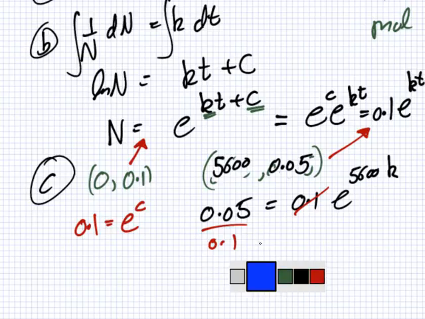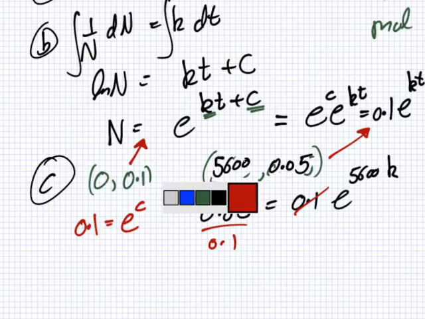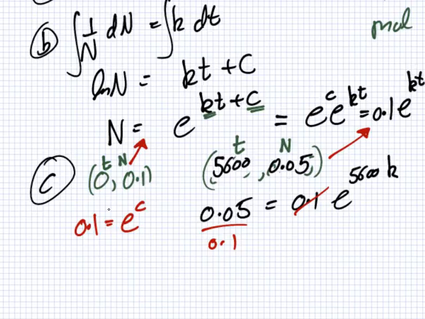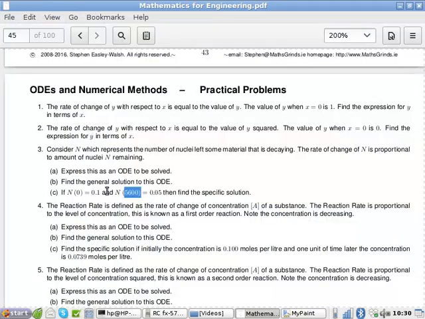Next. I made that same mistake. No, this is right now. Yeah, in the bracket. I just rubbed it out and wrote the same thing. This is the T, and this is the N. Yes, it's right now. See? T is 5600, and the N is 0.05.